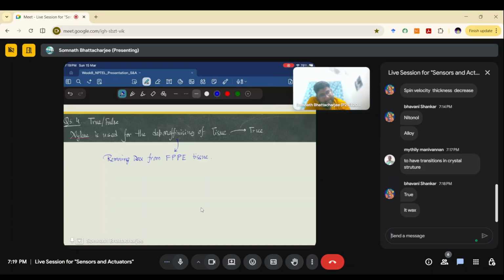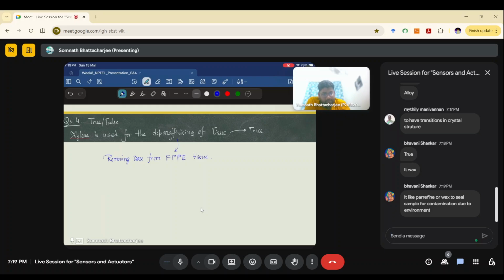It readily dissolves paraffin wax. Yes, that's perfectly correct. But my question is, why xylene? Can we use another material in that case? We know xylene is the most used one, right? In the demonstration and everything, we have seen that. But why xylene? Can we use another thing in that case?